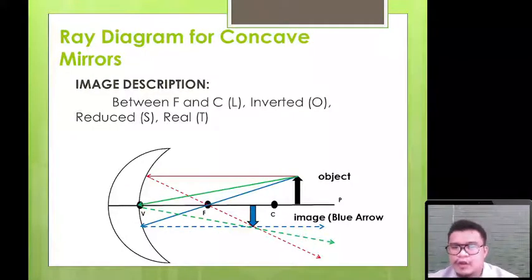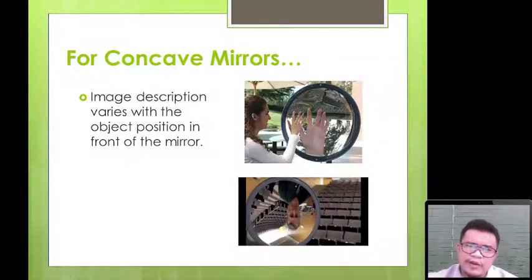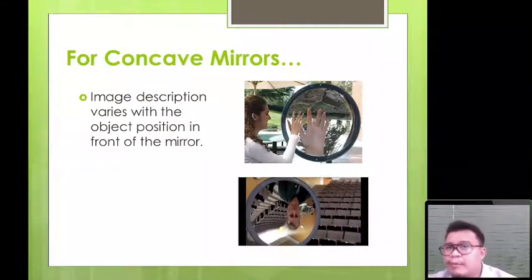And of course, what type of image is formed? It's a real image. It's because, as what I've said a while ago, if the image is inverted, then it also follows that the image type is a real image. Okay? So that's the image formation for concave mirrors. Now, for concave mirrors, in addition, by the way, the image description varies with the object position in front of the mirror. So we will talk about that later.